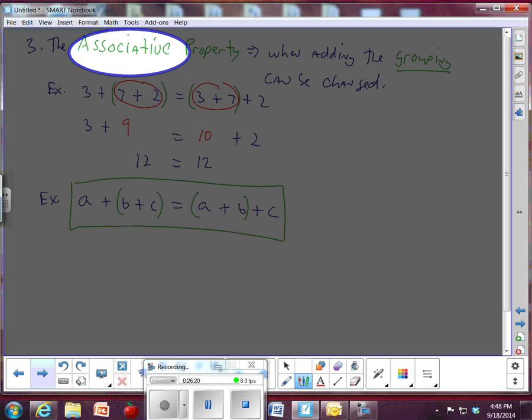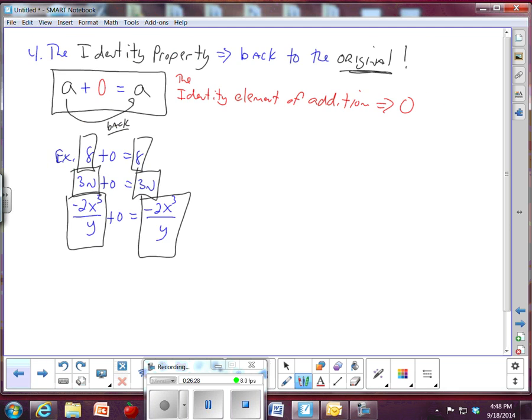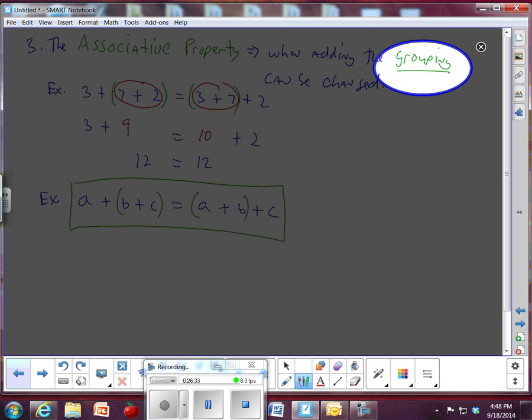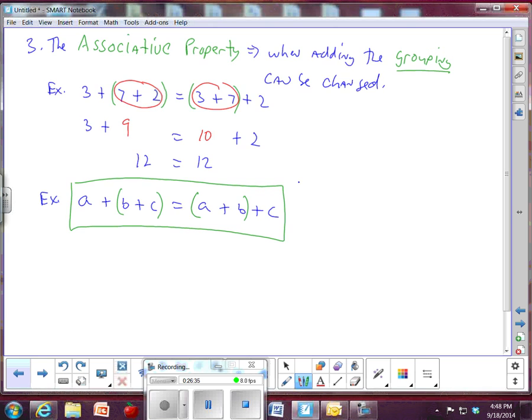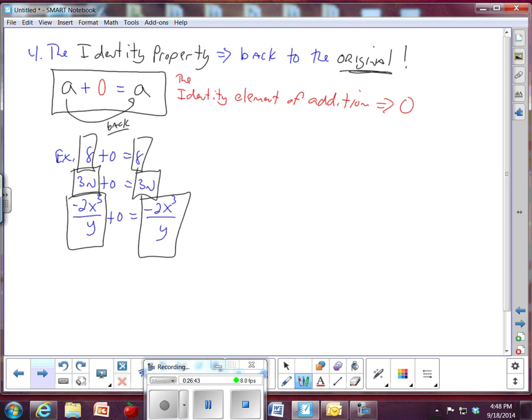Associative property, what are we going to do there? Associative says we can change the grouping, right? I guess I didn't write a very nice oval there. All right, let me get back to that. Associative, we can change the grouping. And again, the variable form of that is right there. Notice that the grouping changed. And so those are the things you should be remembering.